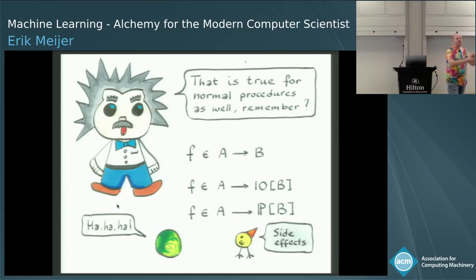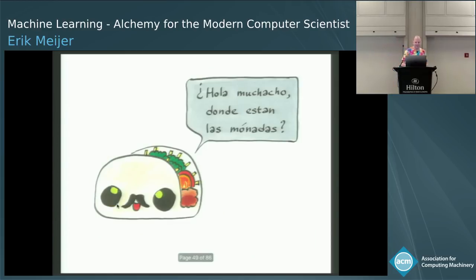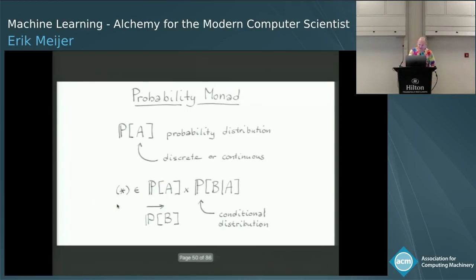So the old school programs use monads to say there's an effect. These models use monads to say that there's an effect. But this is the probability monad. And again, I showed functors, so I have to show monads as well. No talk without monads, even if I'm bashing functional programming.